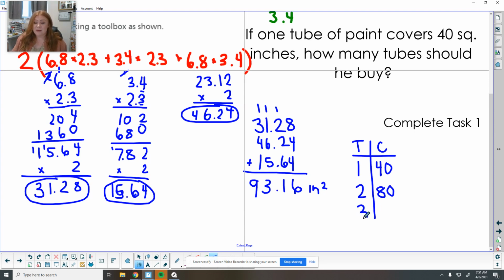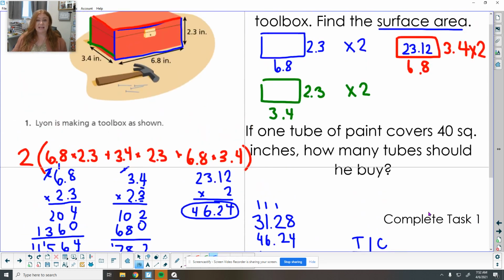So if we buy 3 tubes, 40, 80, 120, yes, you'll have some extra, but it's always nice to have a little extra just in case. But if he only buys 2, he's not going to cover all of the surfaces. So he's got to make sure he buys enough to cover everything. So he'll need to buy 3 tubes and have some left over. So go ahead and use all of that information and complete task 1, and then come back when you are ready to do task 2.